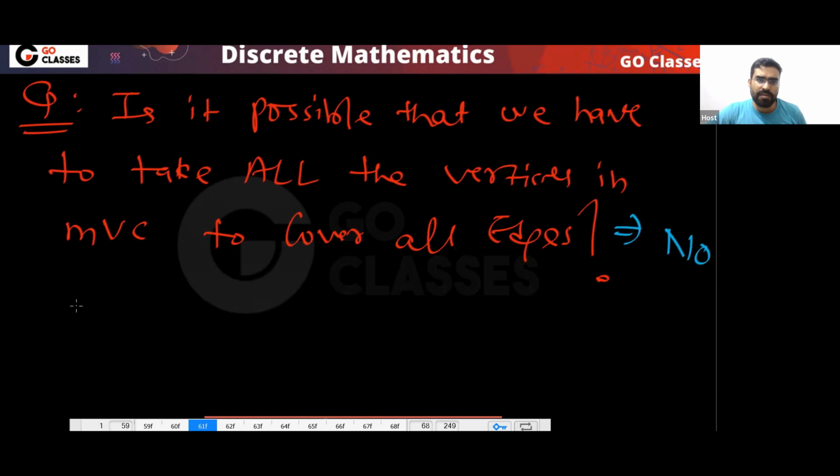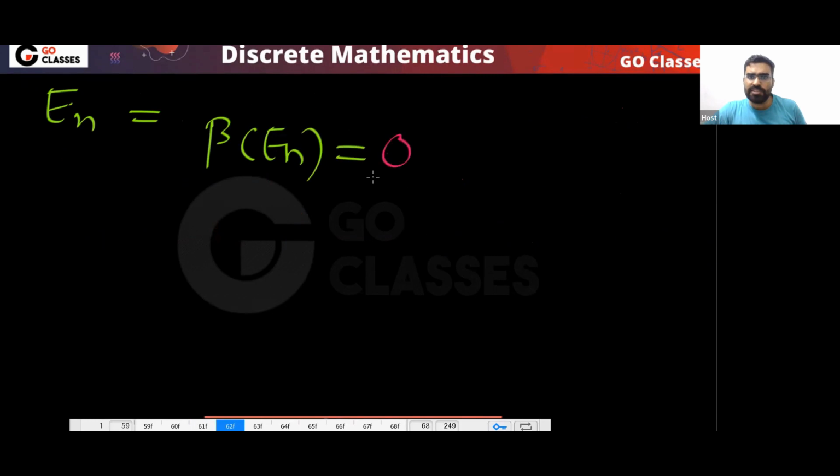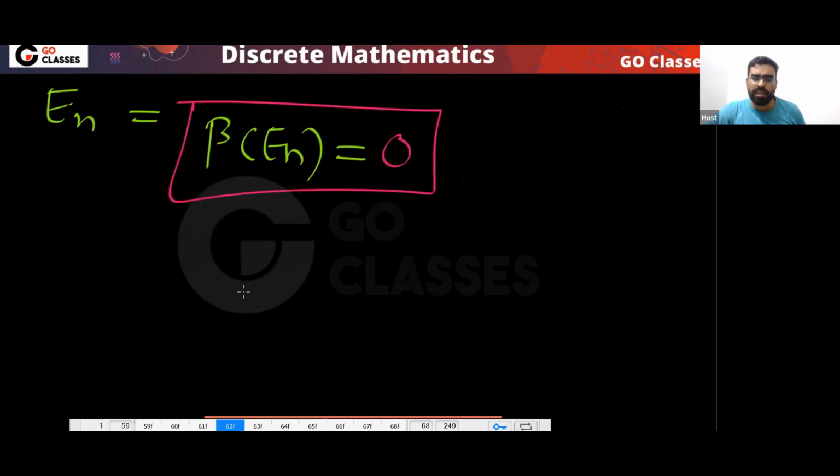See, don't say empty graph. For empty graph, what is beta? Beta means minimum vertex cover. What is beta for empty graph? That is 0. You don't have to take any vertex. You will cover all the edges.